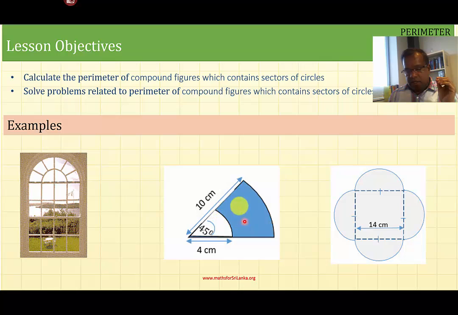And in this diagram, if we have to find the perimeter of the shaded area, you can see that this figure contains two sectors. And in the last diagram, you can see here the four semicircles. The four semicircles are attached to a square of 14 centimeters. It has four sectors. So it's a compound figure containing sectors of circles.